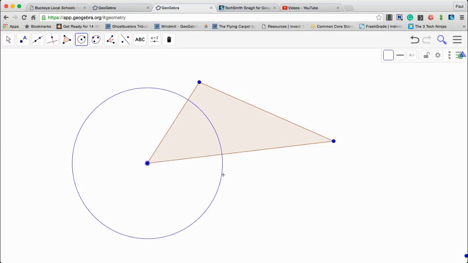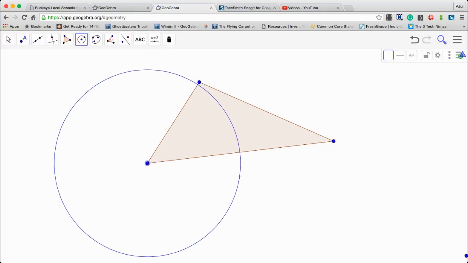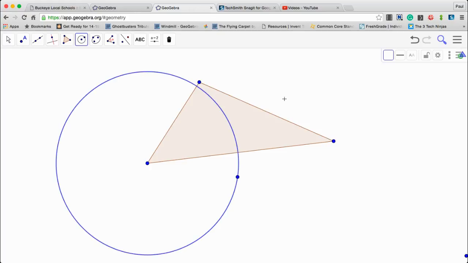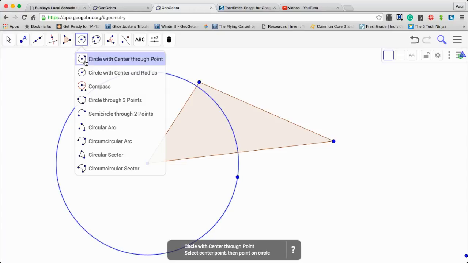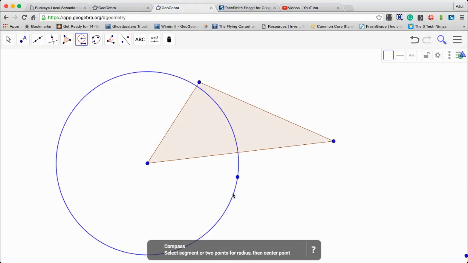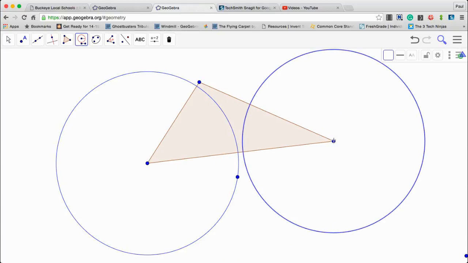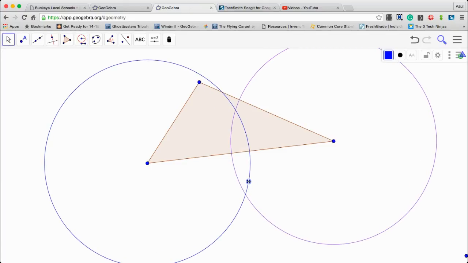So draw a circle. Go more than halfway. If I didn't go more than halfway, I can always do that again. Get a twin. And what's nice about GeoGebra is I can fix that they're not big enough. Okay. So we got twin circles.